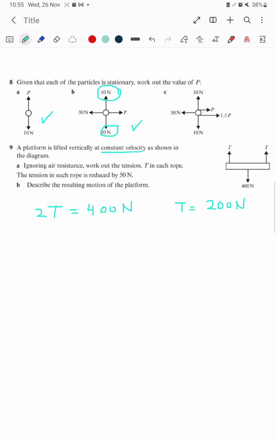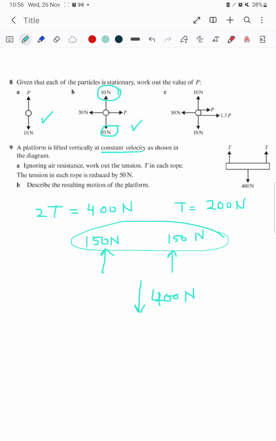Now they say the tension in each rope is reduced by 50. So that means the tension in each of the ropes will be 150 and 150 newtons, and this is going in the upward direction, and the force acting in the downward direction was 400. So now the forces are not balanced.